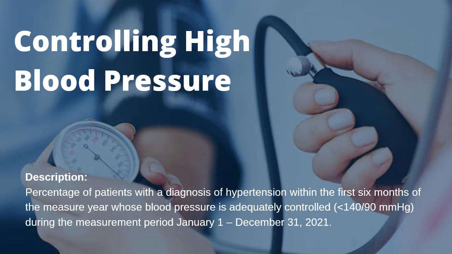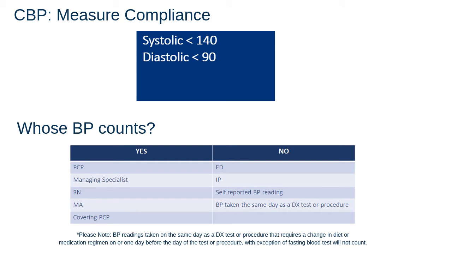This measure really focuses on ensuring that those patients who have been diagnosed with hypertension have an adequately controlled blood pressure reading with a systolic reading less than 140 and a diastolic reading less than 90. In order to determine measure compliance, this measure looks at the representative blood pressure reading taken from the last qualifying visit within the performance period. That blood pressure reading must have a systolic value less than 140 and a diastolic reading less than 90 in order to be considered measure compliance.